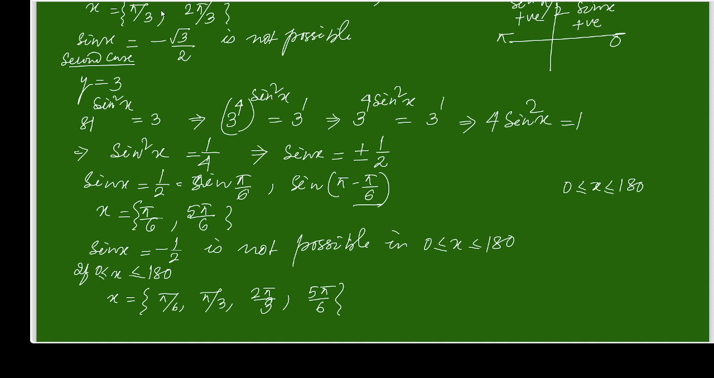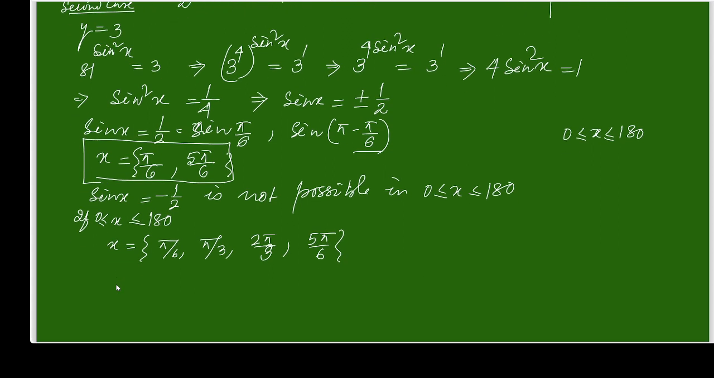So here we got two values, one is pi by 3 and 2 pi by 3. And here we got two values, one is pi by 6 and 5 pi by 6. So these are the four values possible for this equation.